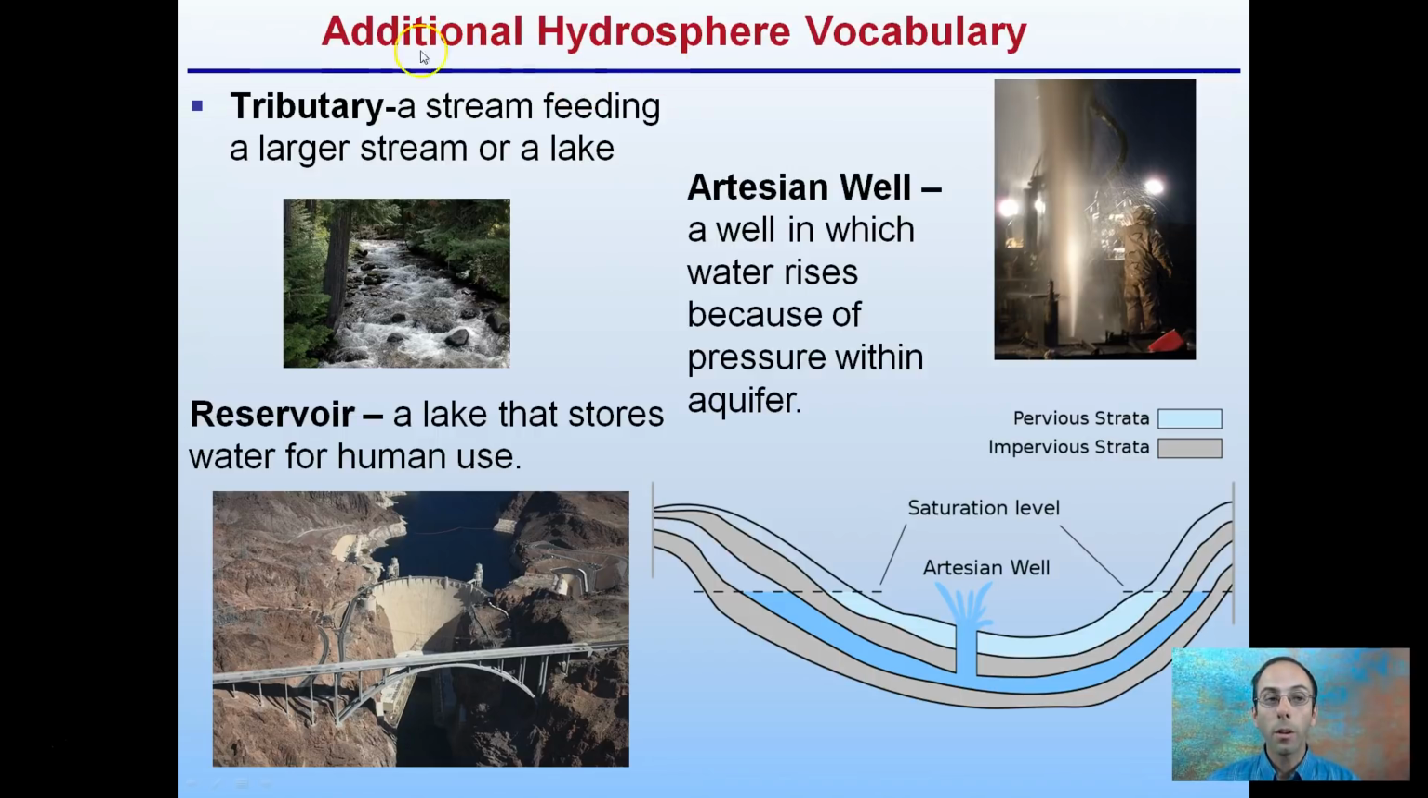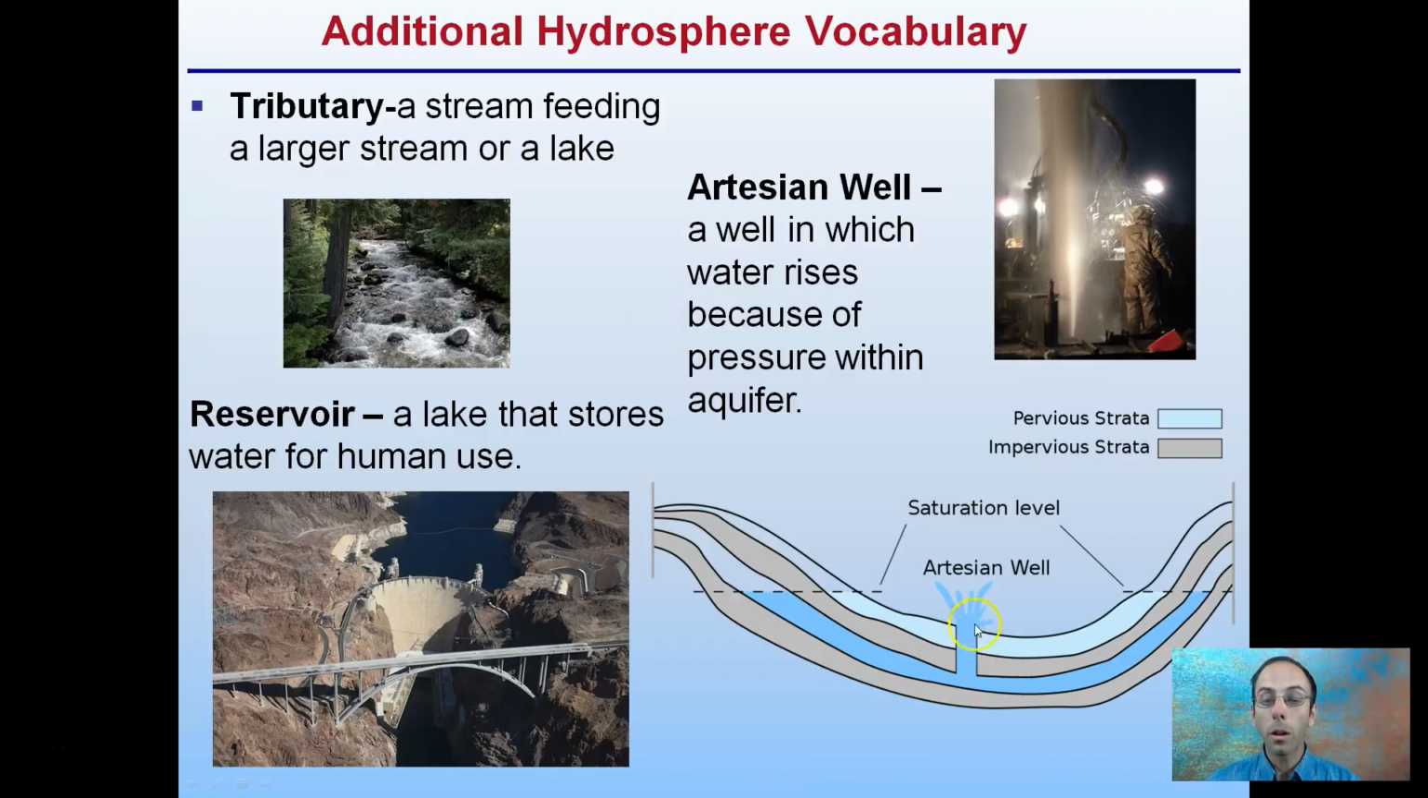Additional hydrosphere vocabulary: we have a tributary, which is a stream feeding a larger stream or lake. A tributary is contributing that water, and it can flood during times of heavy rainfall. A reservoir is a lake that stores water for human use, and an artesian well is a well in which water rises because of the pressure within the aquifer.